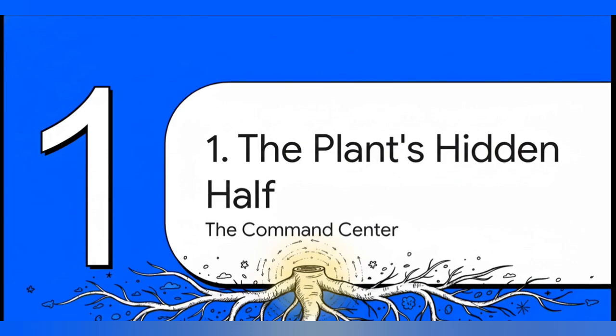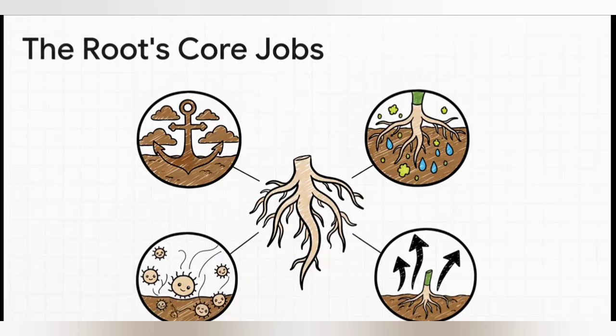Okay, first up, the plant's hidden half. To really get this, we have to start with the fundamentals. And it all kicks off at the command center. So, the root has some major jobs to do. Four, to be exact. First, it's the anchor, right? Holding the plant firmly in the ground. Then it's a forager, searching for every last drop of water and every bit of nutrient. It also has to manage this complex relationship with soil microbes. And on top of all that, it's constantly sending information back up to the leaves and stem. It's a true multitasking marvel.